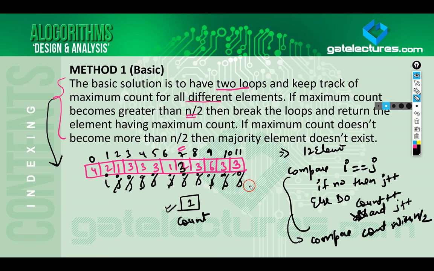Therefore, 2 is not a majority element. Now again perform exactly the same operation, just increment the value of I. So next time I will point here and J will point here. Initially, 1 is only one time. So compare this. 3 and 1 are not equal. Now 1 and 1 are equal, so count is 2. That means 1 is appearing 2 times. Increment the value of J. Again, not equal, not equal. Therefore, 1 is appearing 2 times, which is not greater than 12 by 2, which is 6. Therefore, it is not a majority element.